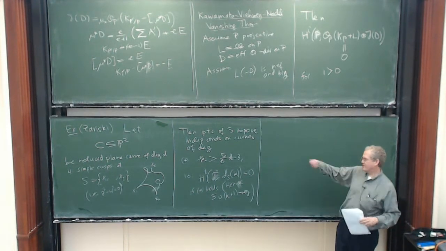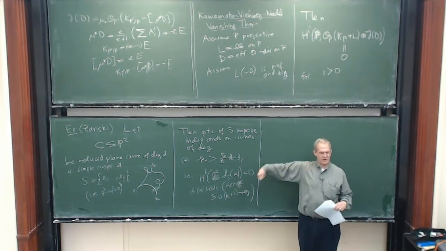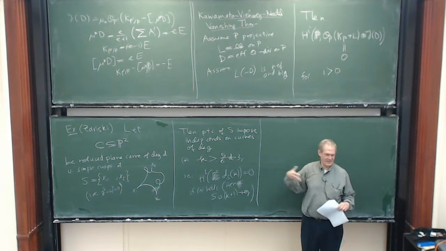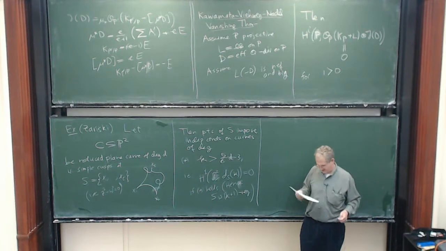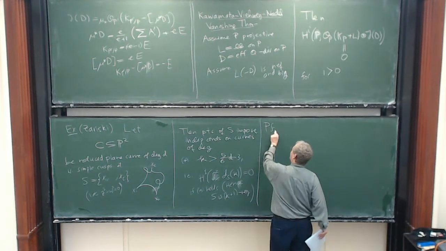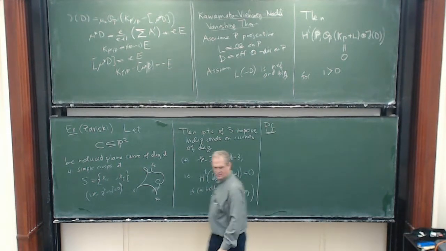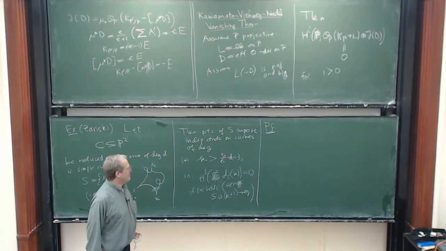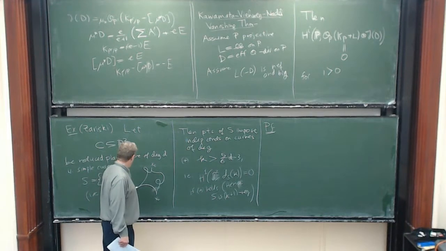For a finite set of points, regularity is just governed by the H1, because the higher cohomologies of the ideal vanish automatically. Okay, so let's prove this. This is a good example of how you use vanishing for multiplier ideals. There's first of all a local calculation.